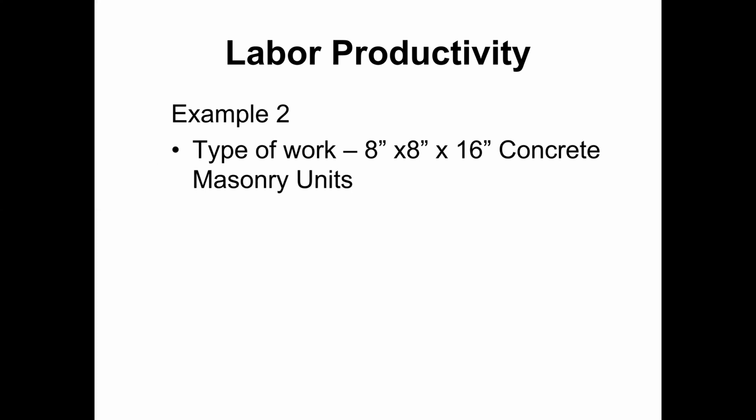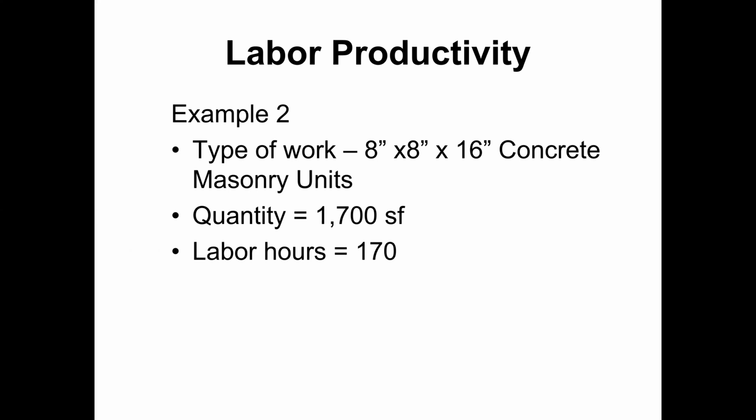Now there is another example of labor productivity. The type of work is 8 inch by 8 inch by 16 inch concrete masonry units, which are concrete blocks. The height is 8 inches, the width is 8 inches, and the length is 16 inches. For one concrete block, the quantity is 1,700 square feet. We measure the quantity of this block work in square feet, along with the thickness of that wall.